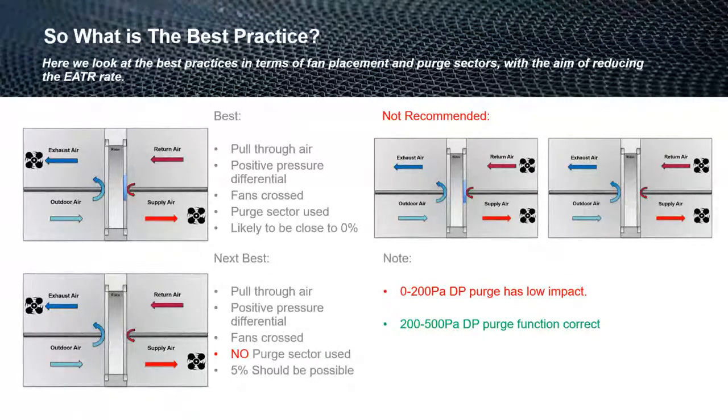The next best after that is identical, except without the purge sector, and that should be possible to reach an EATR level of 5% or perhaps below.